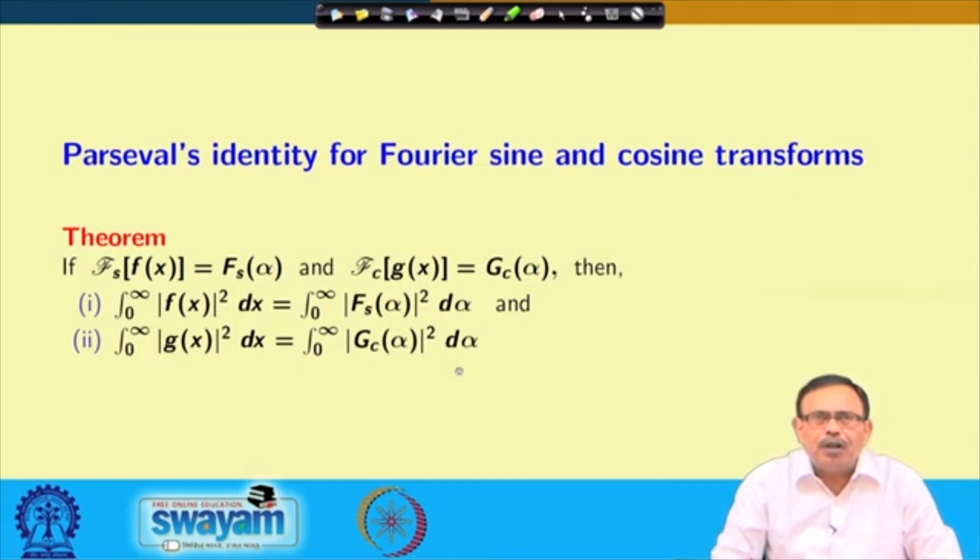That means, for the Fourier transform, whatever was true, the same thing is true for the Fourier sine and cosine transform also. That is, the integral from 0 to infinity of |f(x)|^2 dx equals the integral from 0 to infinity of |F_s(alpha)|^2 d alpha, that is the modulus of the Fourier sine transform of f(x) whole square d alpha, and the integral from 0 to infinity of |g(x)|^2 dx equals the integral from 0 to infinity of the modulus of the Fourier cosine transform of g(x) whole square d alpha.